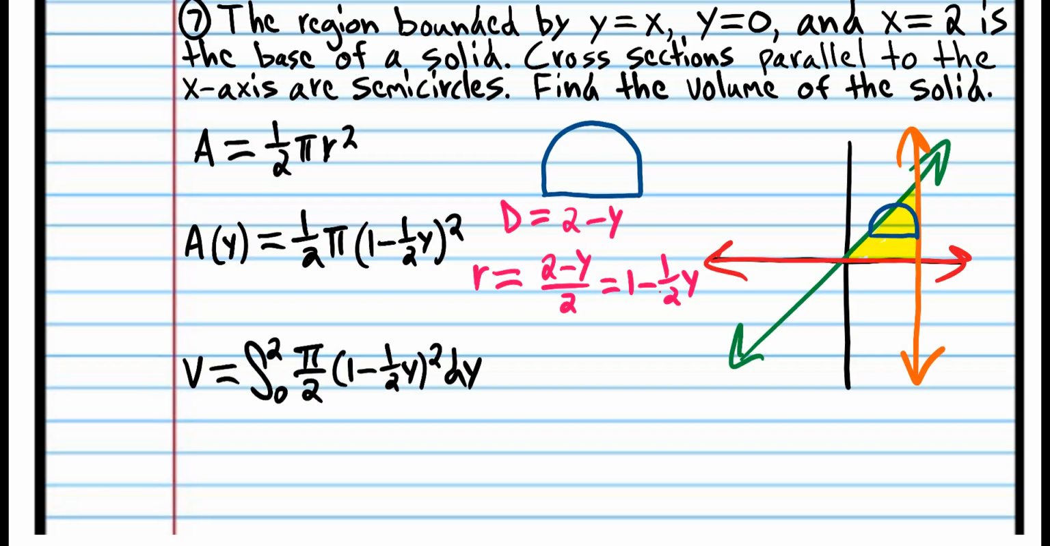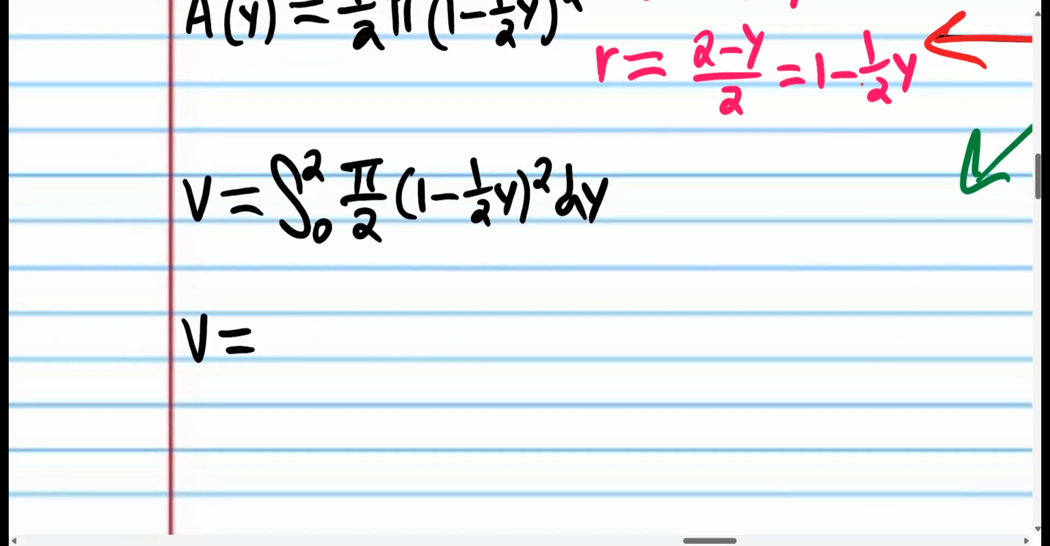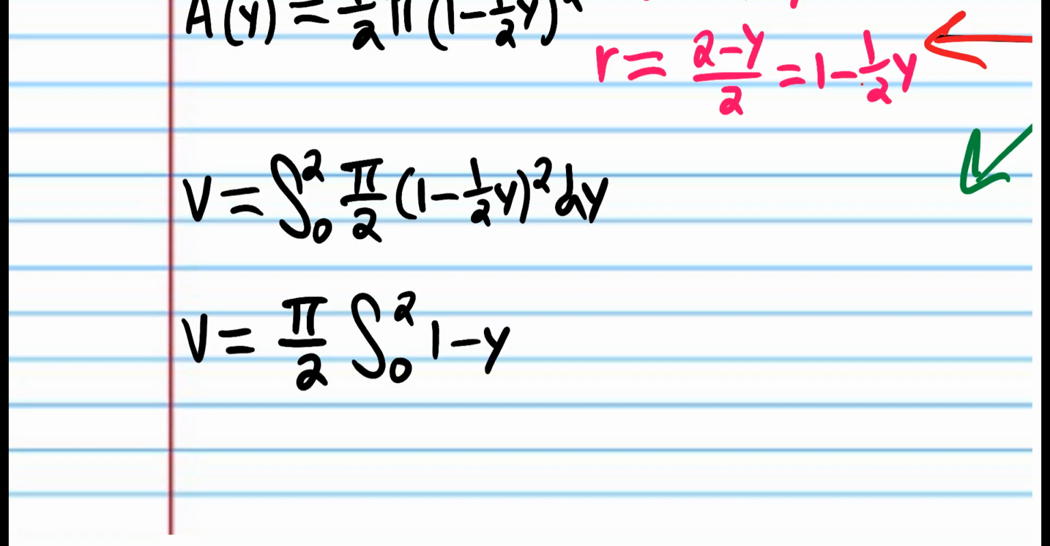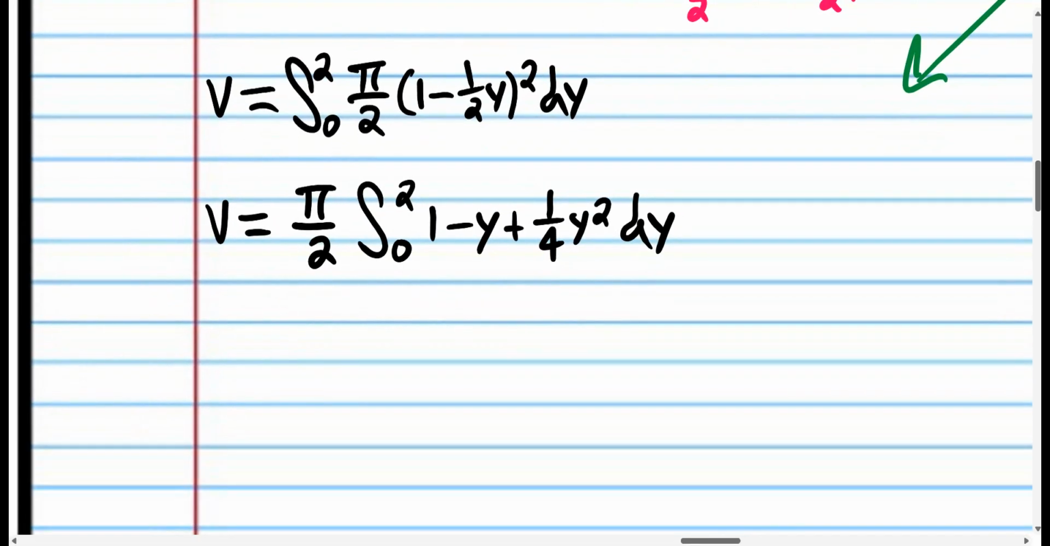And again, this is a dy integral. Okay, so I like to take the constants out, if I can, the constant multipliers, and I'm going to expand because it's going to be easier to integrate if we expand. You don't have to expand, but you'd have to use a u substitution if you didn't expand. Okay, so now we're ready to integrate.